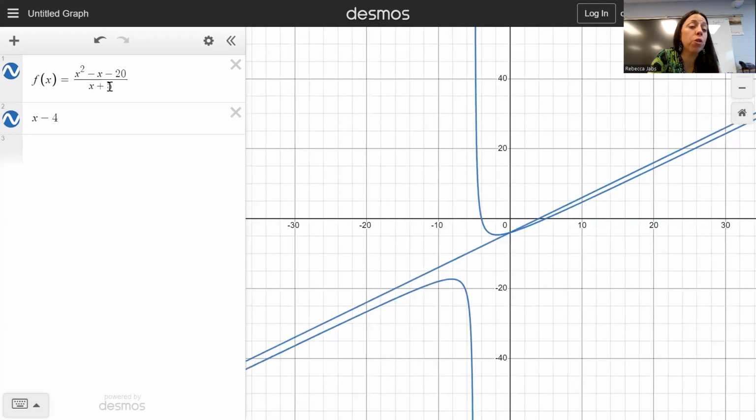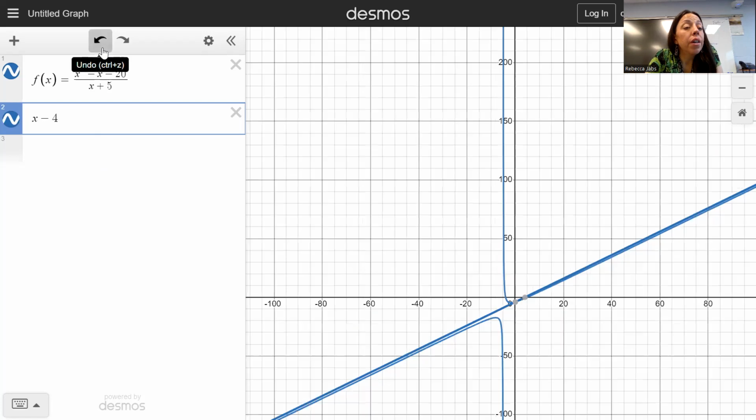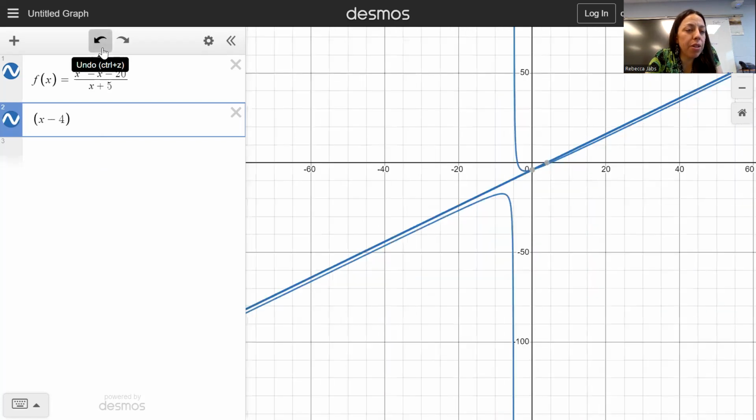So even though this first one is, oh, Michaela, you know what? I'm just realizing something. Hold on just a minute. Since this first one is undefined at -5, this one should also be undefined at -5. My fault. I'll fix it in a minute. Oh man, all my zooming around.